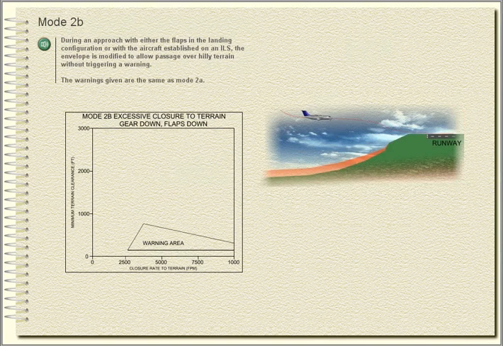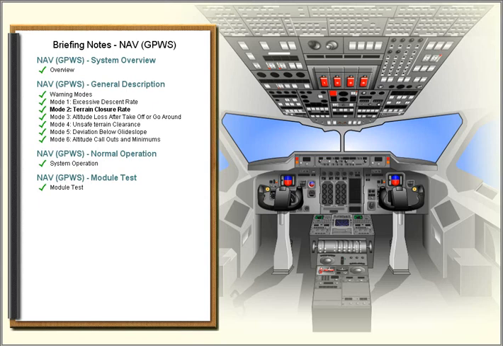Mode 2B. During an approach, with either the flaps in the landing configuration or with the aircraft established on an ILS, the envelope is modified to allow passage over hilly terrain without triggering a warning. The warnings given are the same as Mode 2A.